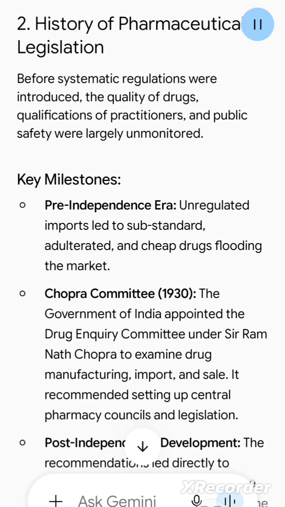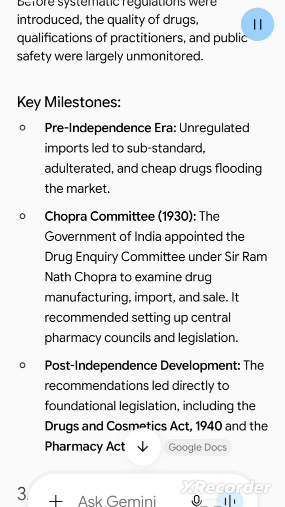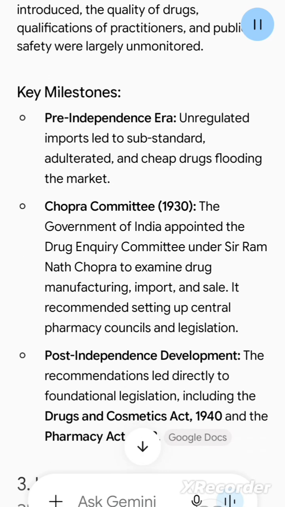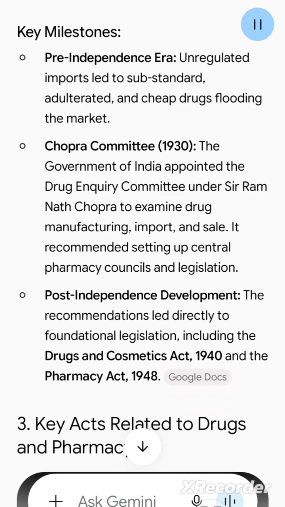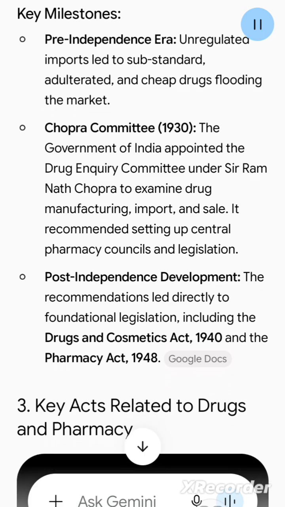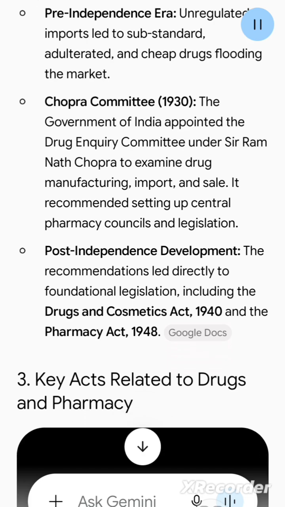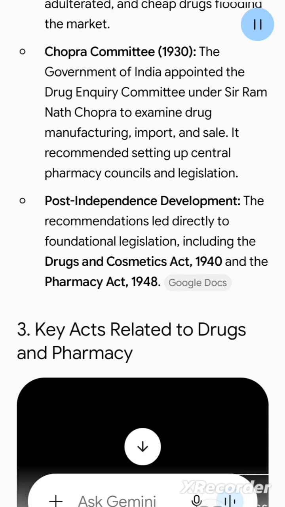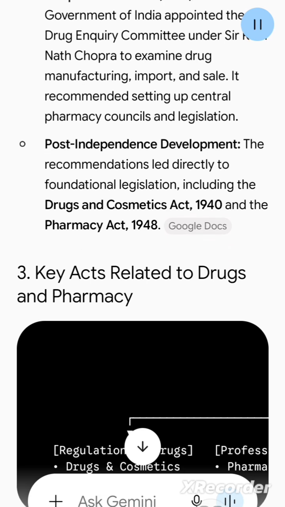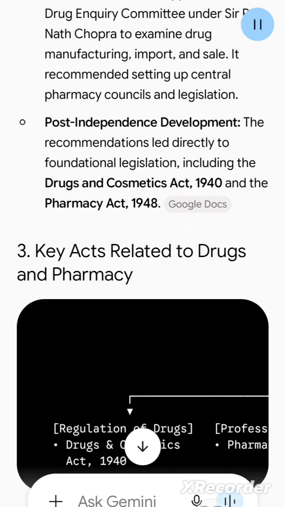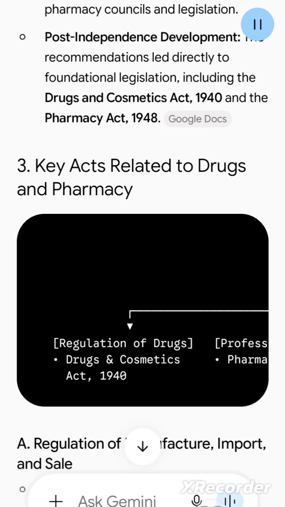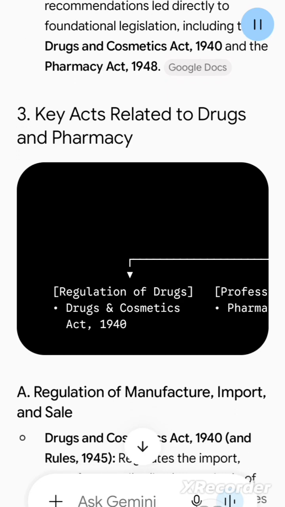Key milestones. Pre-independence era, unregulated imports led to substandard, adulterated, and cheap drugs flooding the market. Chopra Committee, 1930. The Government of India appointed the Drug Inquiry Committee under Sir Ram Nath Chopra to examine drug manufacturing, import, and sale. It recommended setting up central pharmacy councils and legislation. Post-independence development. The recommendations led directly to foundational legislation, including the Drugs and Cosmetics Act 1940 and the Pharmacy Act 1948.